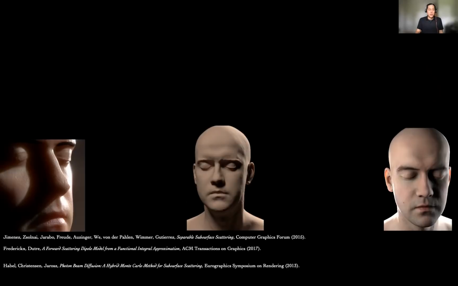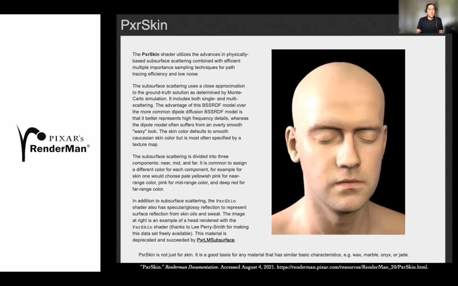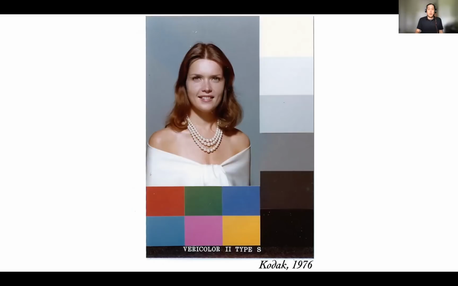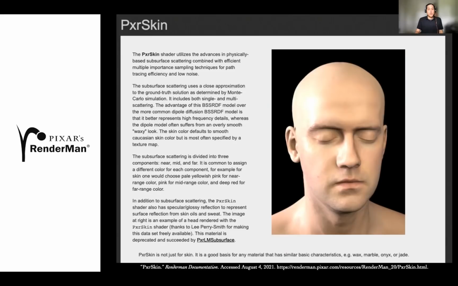What's going on? And we'll go to the Pixar documentation. Hey, it's the same guy. What is going on here? All right, so this is a scan of a guy named Lee Perry Smith. The scan of this person's head was released into the public domain back in 2010. So that's why everyone's using it. Free, high quality data is hard to come by. So once it's released, people just use it over and over. So we don't have a Shirley card in computer graphics, but we have something very similar, right? We're just rendering this same head over and over.